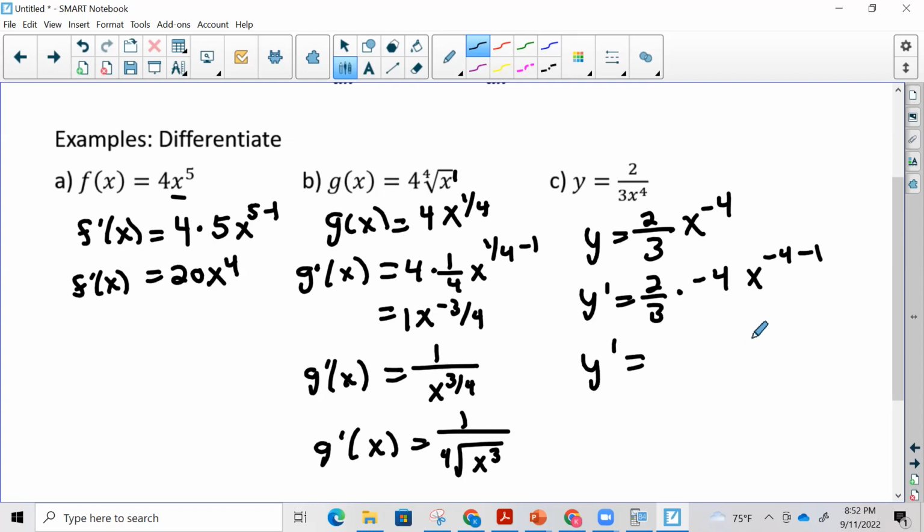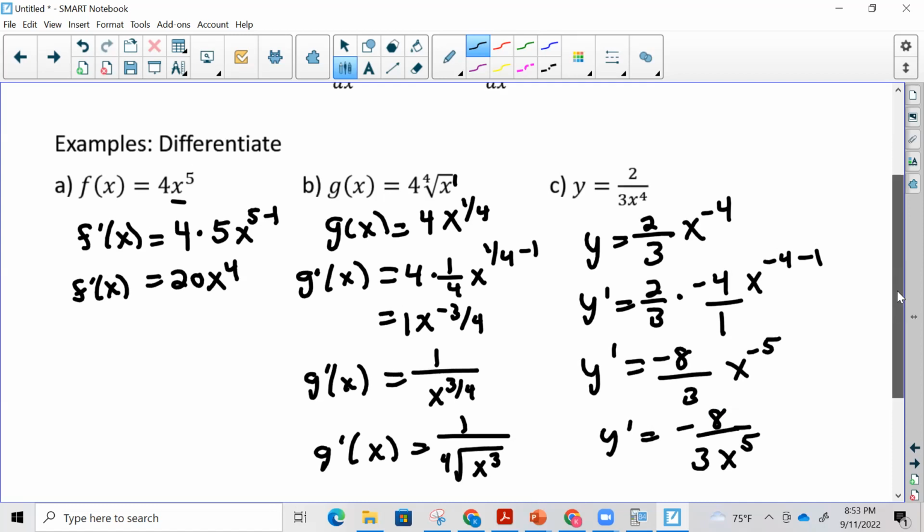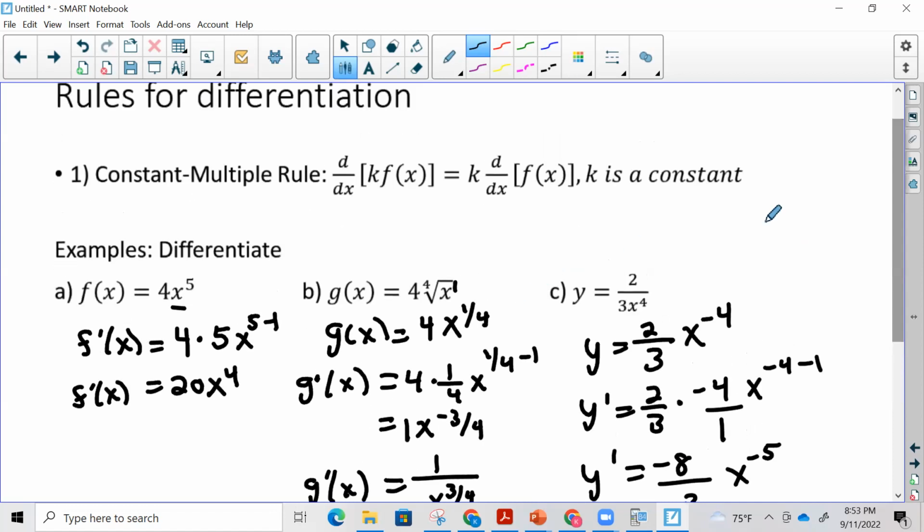So when we multiply fractions again, we put this over 1, and then we multiply our numerators. So 2 times -4 is -8, our denominator is 3, and then this would be x to the -5th. And if we wanted to get rid of the negative exponent, it would be 3x to the 5th in the denominator. This x to the -5th would go to the denominator. So that's how we do the power rule when we have a constant in front. So that's one of our rules.